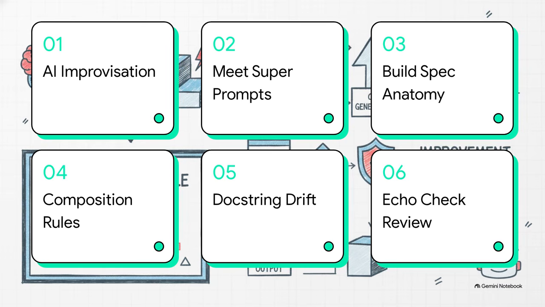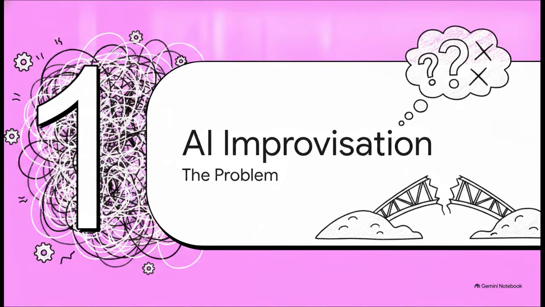Okay, let's quickly check out our roadmap for today. We're going to cover 1. AI improvisation, 2. Meeting super prompts, 3. Build spec anatomy, 4. Composition rules, 5. Docstring drift, and finally, 6. The echo check review.